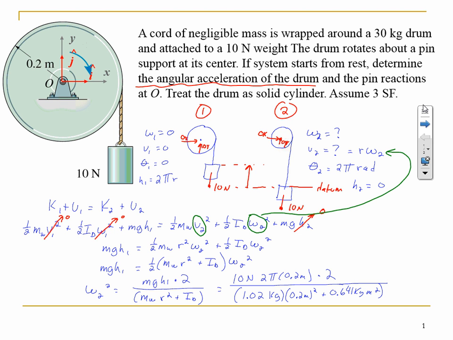So when I work all that out, I get an omega 2 squared of 39.209 radians squared per second squared, or an omega 2, if I take the square root, of 6.262 radians per second. All right, so I now know when that weight has fallen a distance of 2 pi r, what my angular velocity is, what my omega 2 is. And if I know omega 1 and omega 2, I can now use kinematics to figure out what alpha would be. And I'll do that on the next slide.